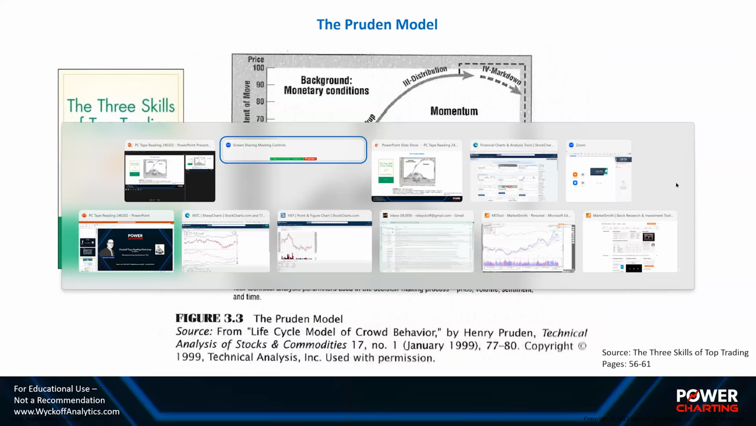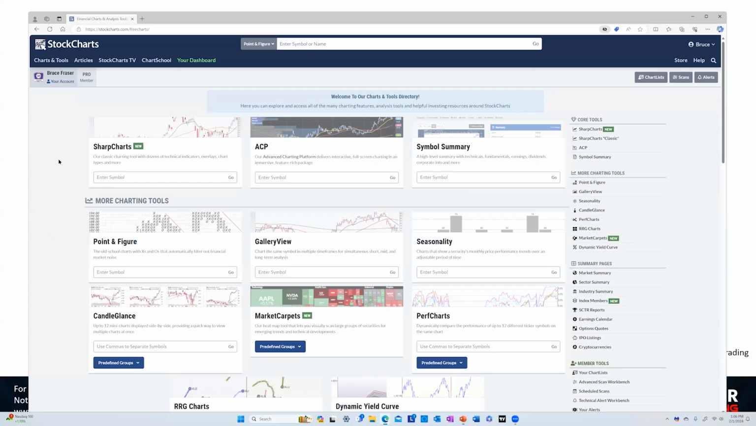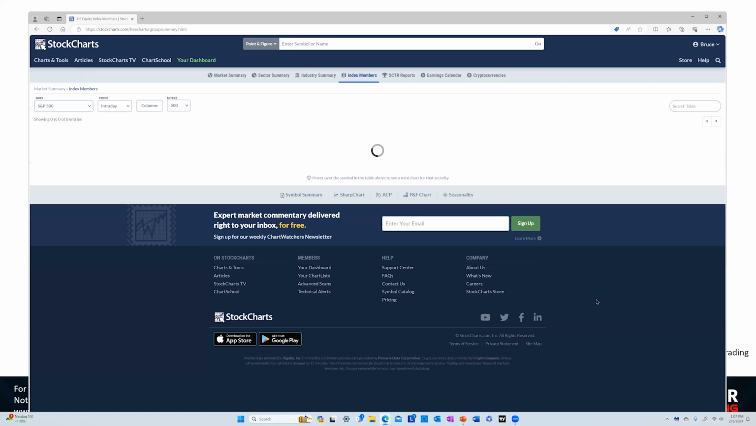So to start, let's get right over to these great new tools. And you can see here, there's a new Sharp Charts workbench. There's also what I think is a fantastic feature, the update of the market carpets, very valuable. But what I want to show you today is the index members page. This is new. I think it's exceptionally exciting.